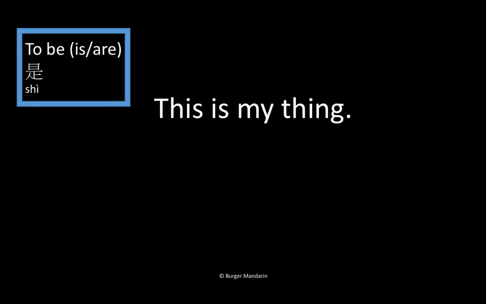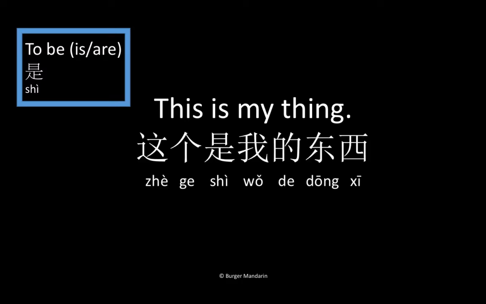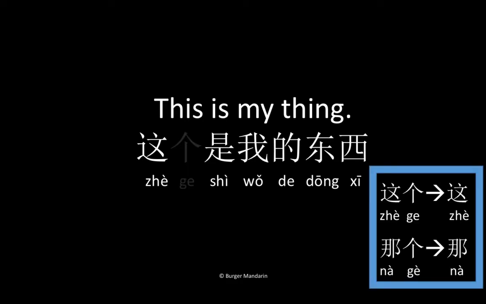Now let's do another practice here. We've already learned that the verb to be, such as is and are, is 是, right? Now, could you try to say, this is my thing in Mandarin? 这个是我的东西. 这个 means this, 是 means is, 我的 means mine, 东西 means thing. We've already said that 这个 and 那个 can be shortened to 这 and 那.